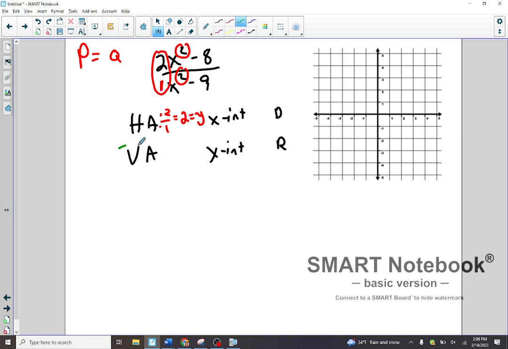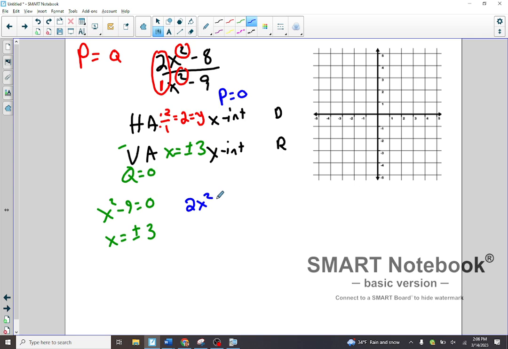Your vertical asymptote is all the same steps as the other question. Q equals 0. So I make the bottom equal 0. You're going to figure out it is plus or minus 3. So x equals plus or minus 3. For the x-intercept, it's the same thing as the previous question, where P equals 0. So it's 2x squared minus 8 equals 0. A little bit of algebra, you'll figure out it's x equals plus or minus 2 in this case. So plus or minus 2.